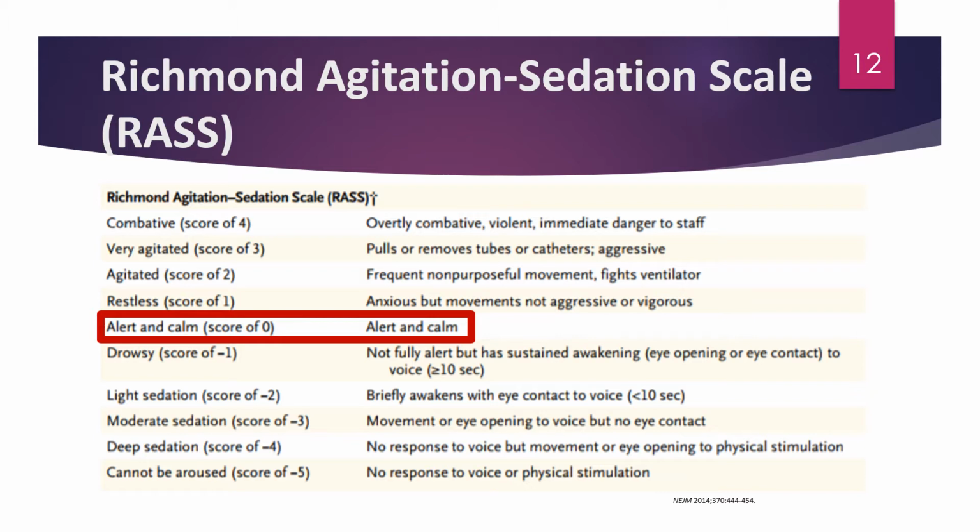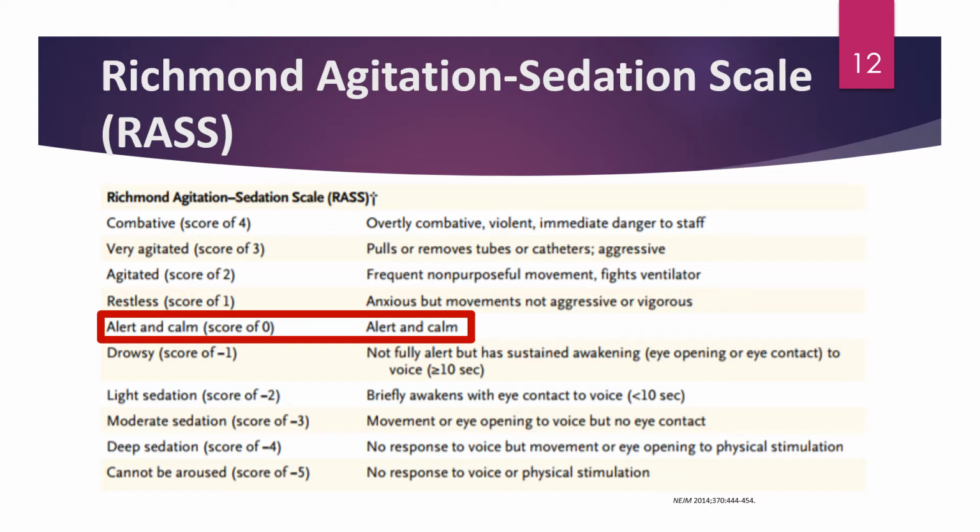Depending on the providers and what they do with the patient, say they talk to the patient, for example, and the patient briefly awakens with eye contact to voice for less than 10 seconds, they might consider that a light level of sedation with a score of -2. You see here that this scale is subjective to an extent, but it's also objective in regards to us actually putting numbers next to the phenomena that occur.